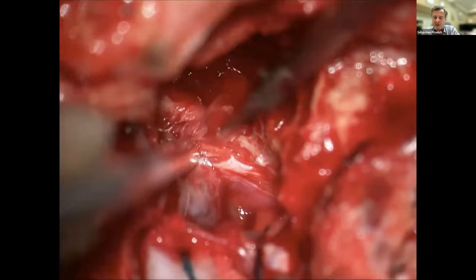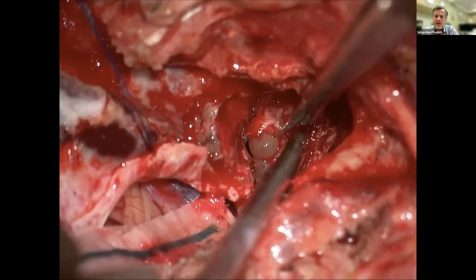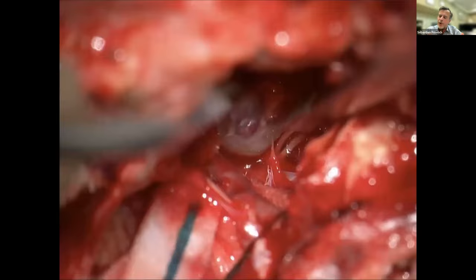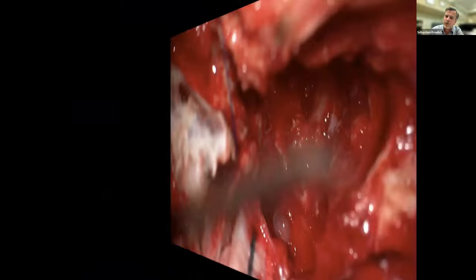multiple ball of tumor in between the vessels. Here also, the advantage of a retrosig exposure to open the dura and have a nice access intradurally instead of taking some risk through the nose. This is putting the endoscope at the end.